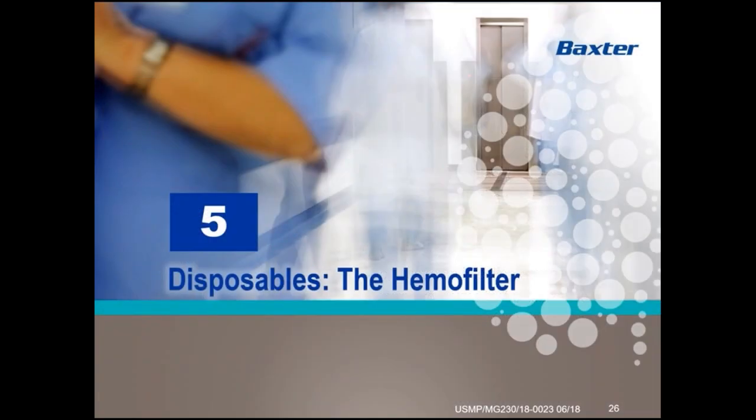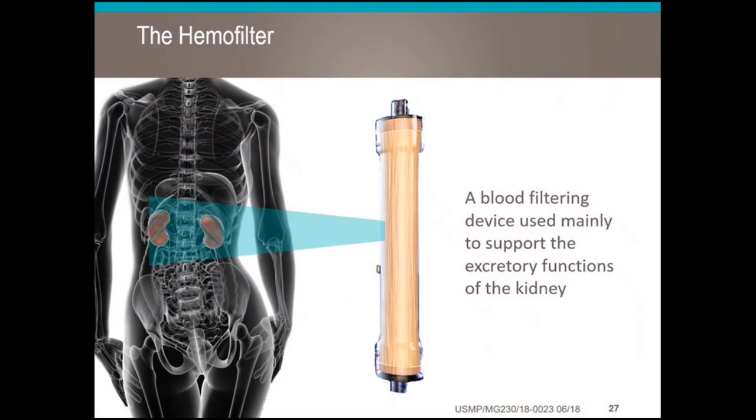Next, we're going to discuss the hemofilter. The hemofilter is a blood filtering device used mainly to support the excretory functions of the kidney. In other words, it helps to mimic your native kidney and basically takes the place of your native kidney during an acute kidney injury event.